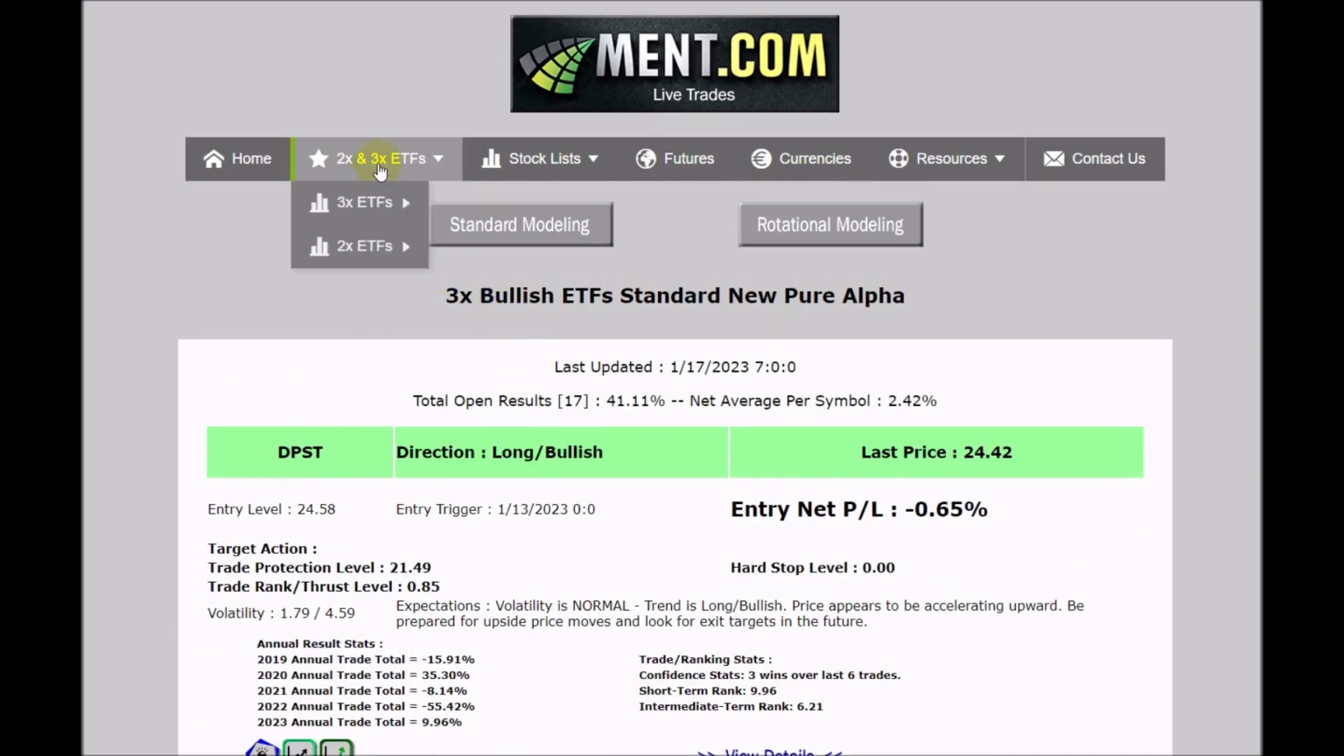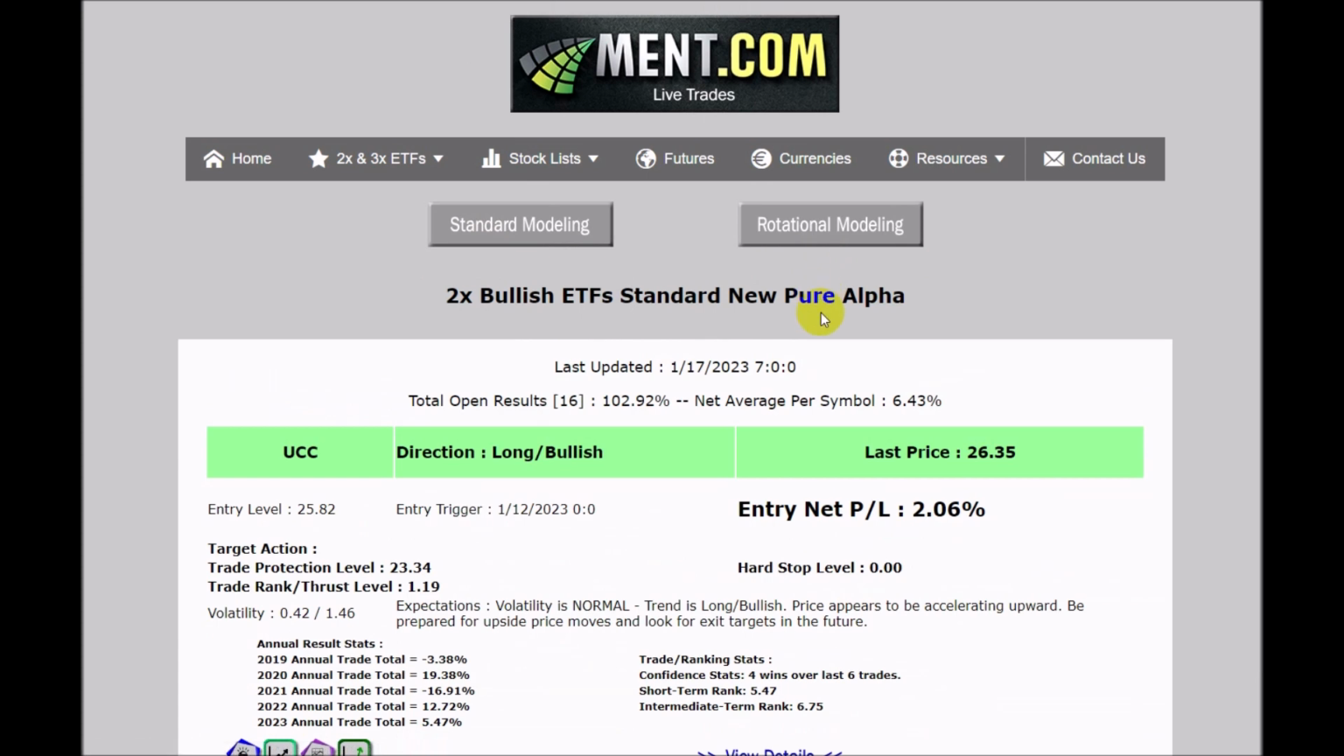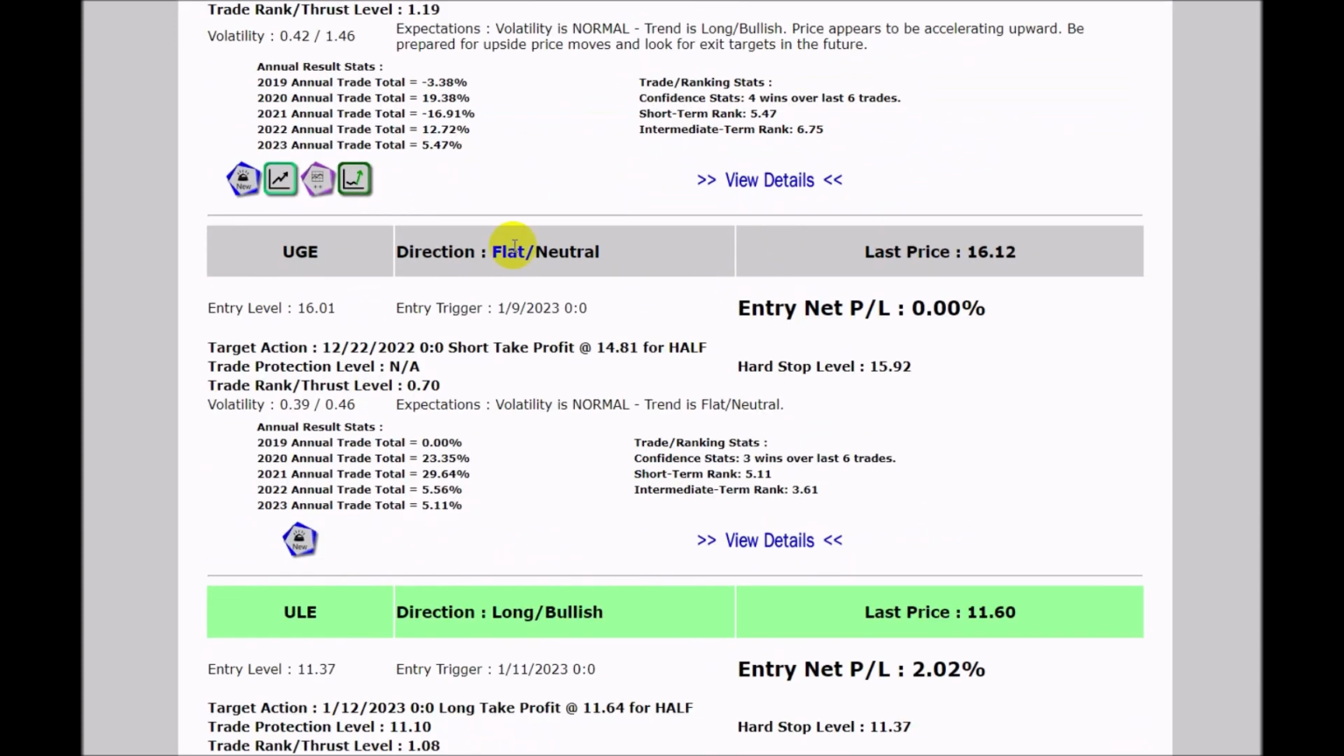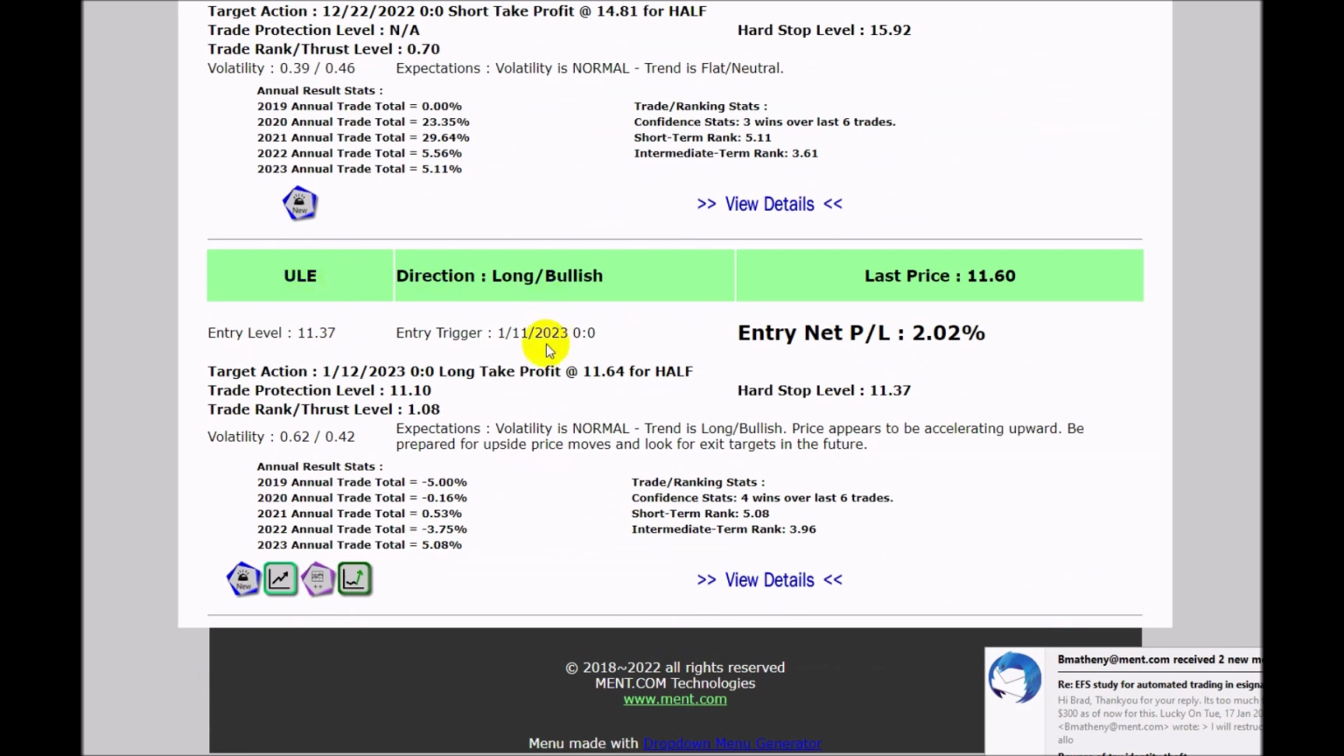Let's come back over here and go to the 2X bullish ETF, Pure Alpha. UCC long from January 12th up 2.06%. This is a flat trigger. UGE got flat on January 9th. Looks like it got out at about 5% profit. Nice, nice. ULE got long on January 11th at 1137 price.